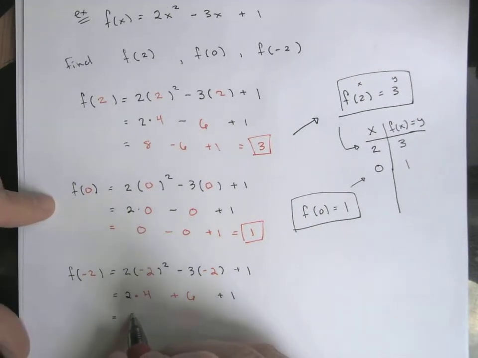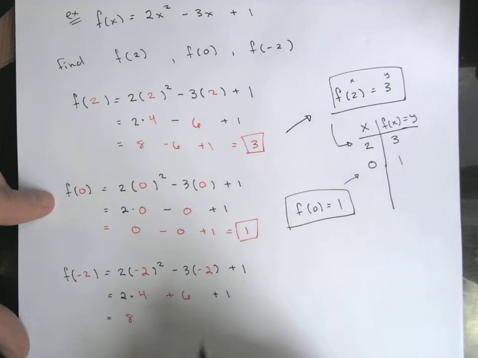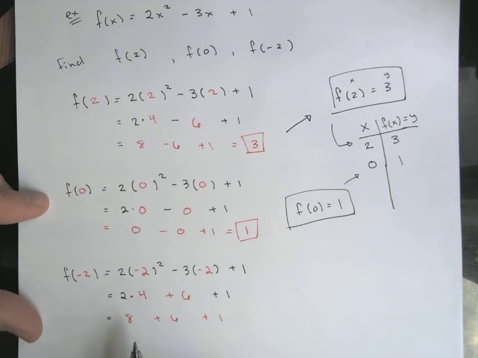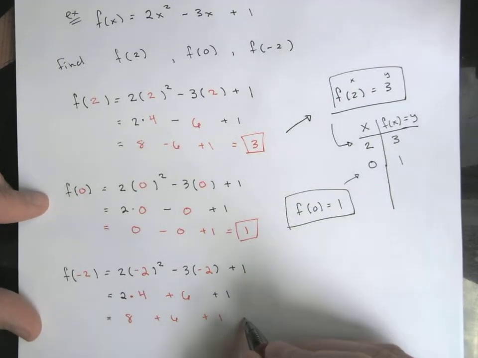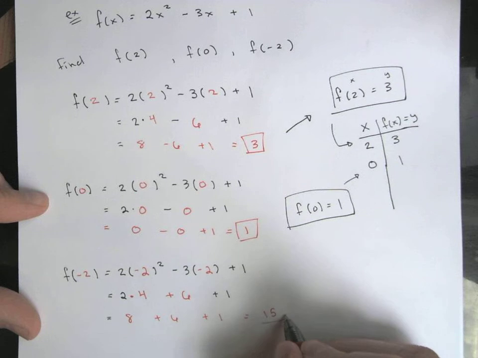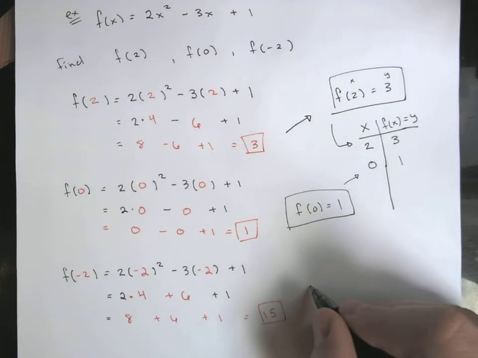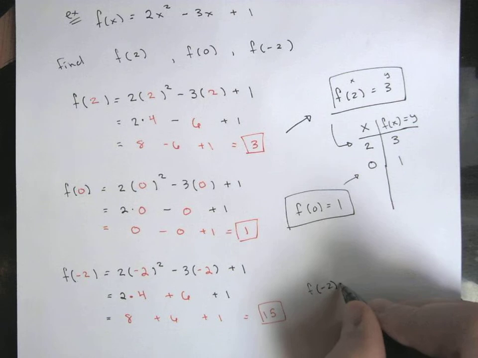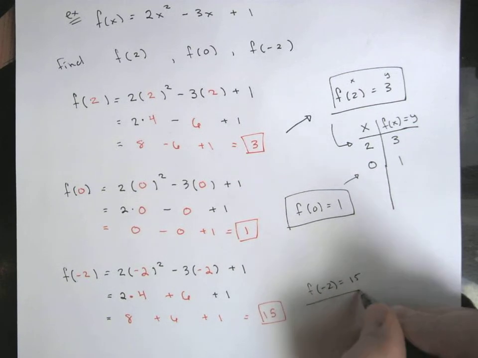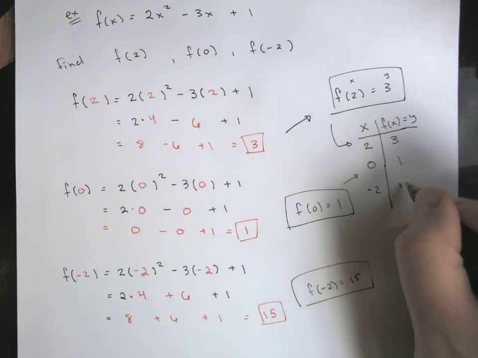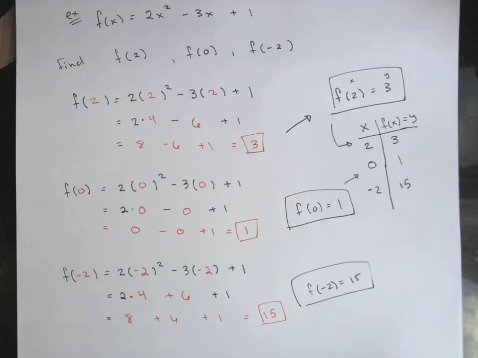So this would be what? Positive 8 plus 6 plus 1. So this gets pretty big pretty fast. Where are we going to end up? 14 and 1 is 15. So our conclusion here is f of negative 2 is 15. And if we were putting this in the table, negative 2, 15 is here.